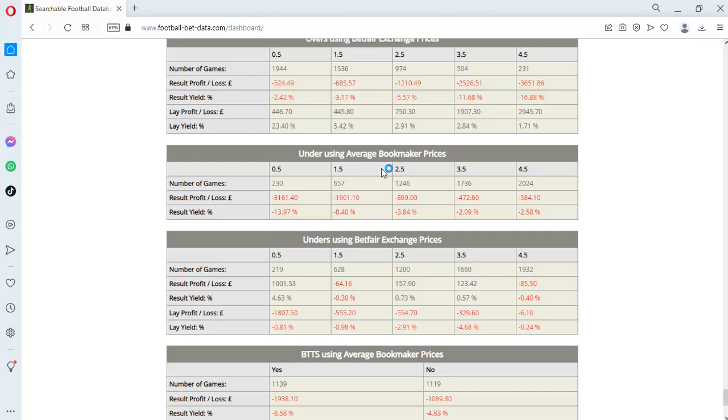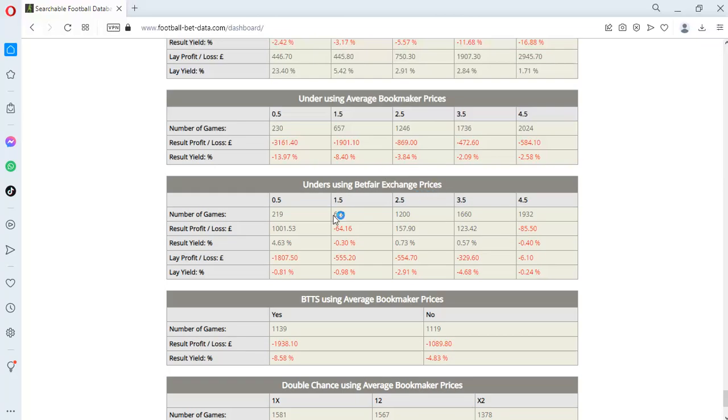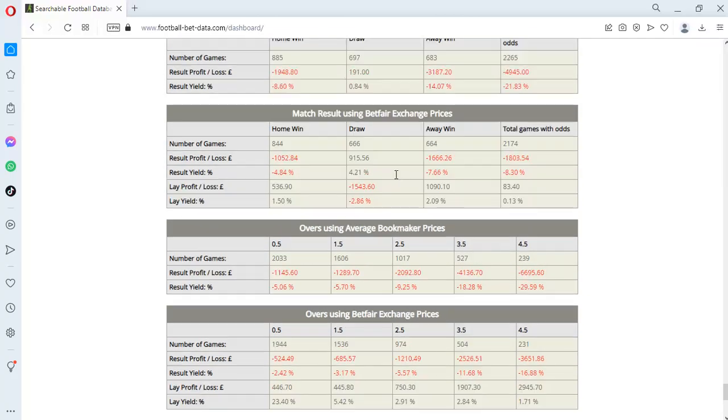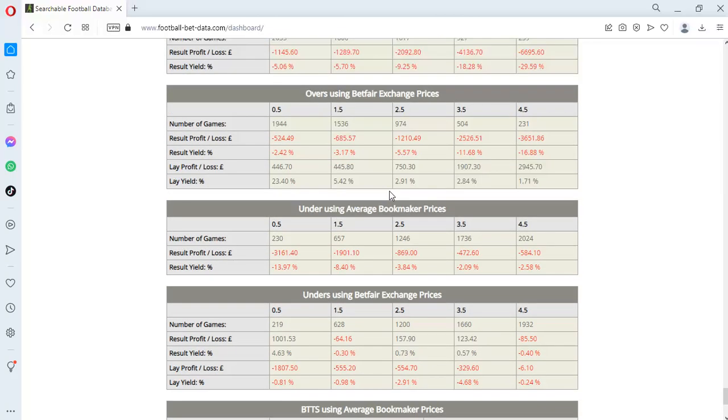And then if we look at the unders in the Betfair exchange prices, there were 219 games that would have finished 0-0, giving £1,000 and 53 pence profit, so 100 points, and again a yield of 4.63%, a similar yield to the draw. So you can see that historically, backing all of those games has been profitable. Now there is an element of danger of backfitting, although some of these games have been added since I developed this system at the end of the summer. But obviously there is that element of potential backfitting.